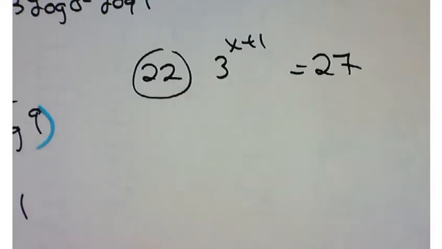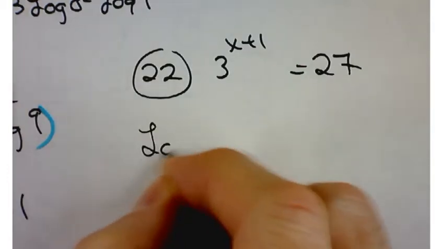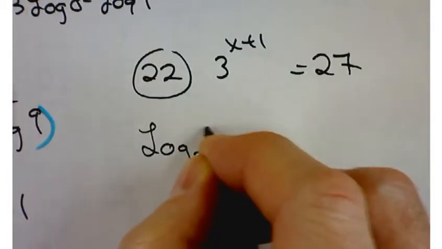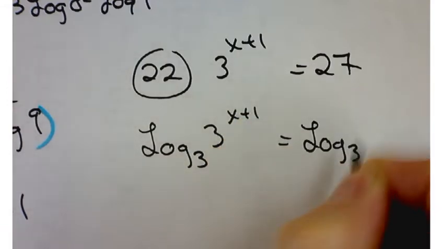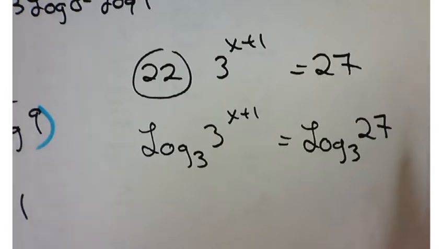Well, if you're going to tackle this one, what base logarithm would it make sense to use? 3, yeah. Let's take the log base 3 on both sides. Log base 3 of 3 to the x plus 1 equals log base 3 of 27. So it's nice, we're using base 3. See if you can simplify this equation. I'll give you a little heads up. It simplifies very nicely. Really nicely.